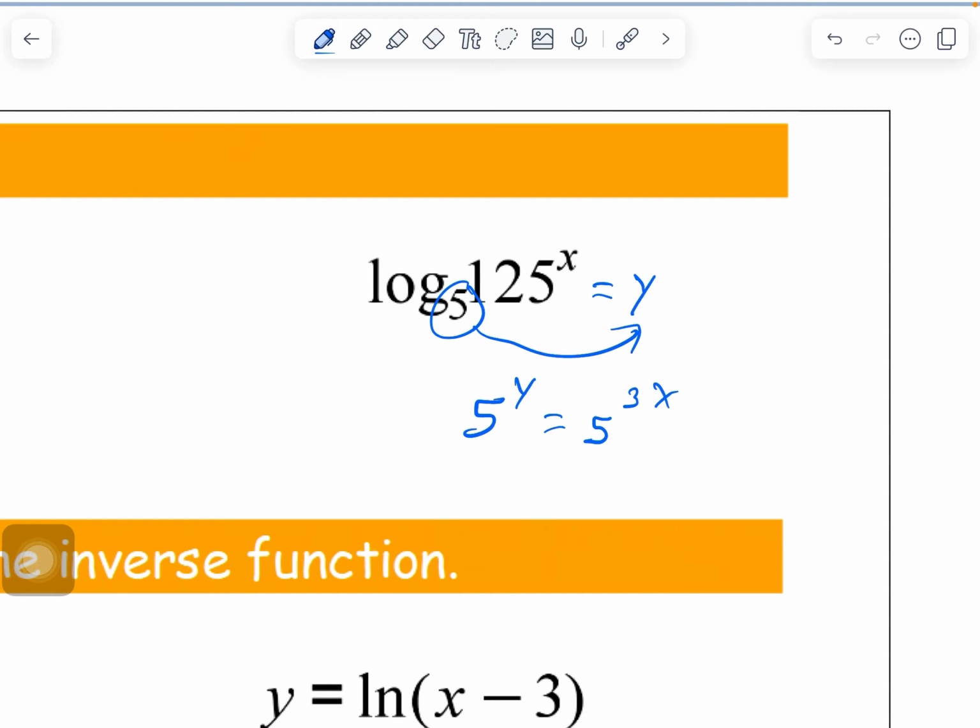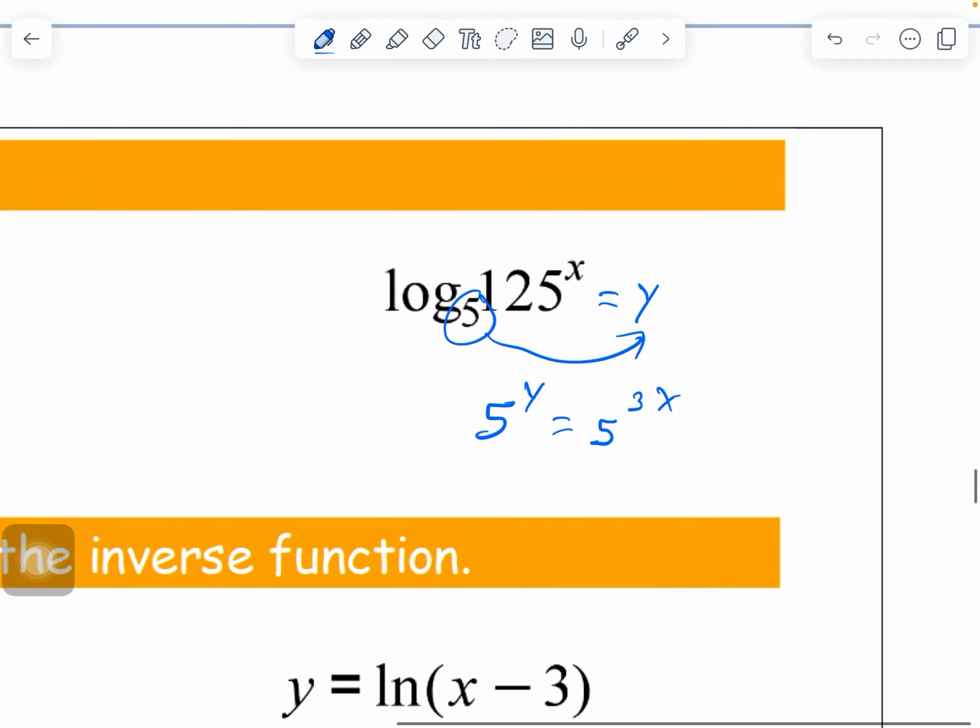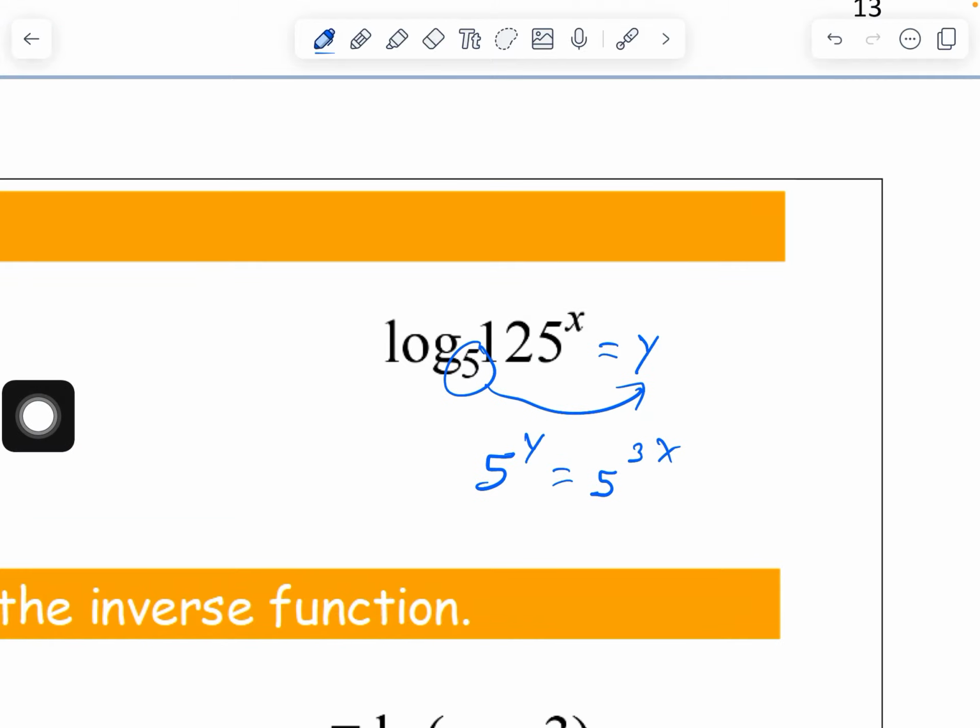So this one's kind of an unfair problem because the bases weren't the same. Like we didn't have 5 and 5. So not our best designed problem here, but this would just state that y would equal 3x since our bases are now the same.